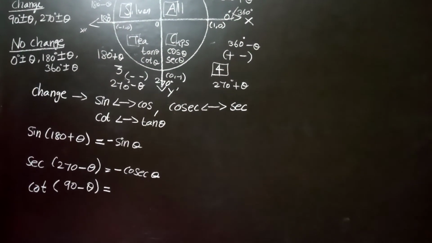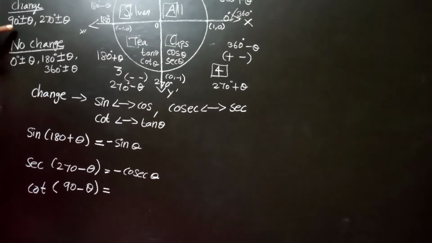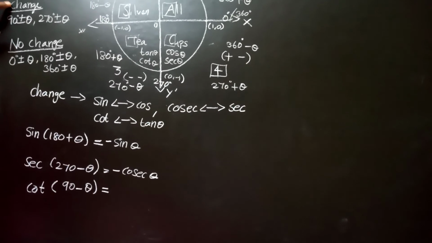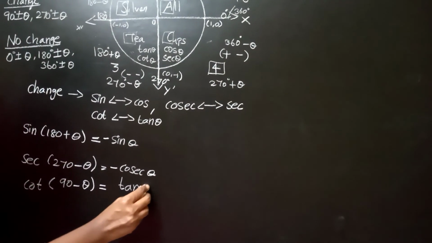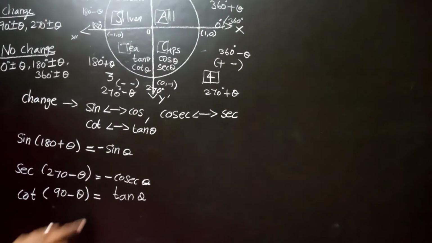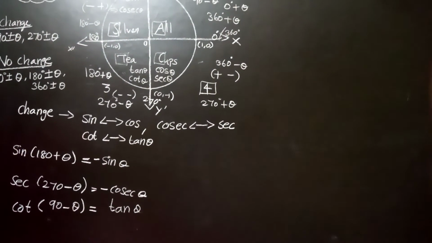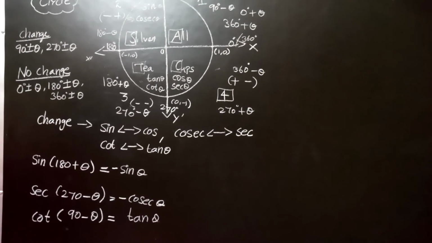So we take minus cosecant theta. Next, cot of 90 minus theta. 90 plus or minus is a change, so cot should become tan. So we take tan theta. Now 90 minus theta is the first quadrant. In the first quadrant all the ratios are positive, so the value will be plus tan theta only. Theta means whatever value comes here, that should be taken as the value.